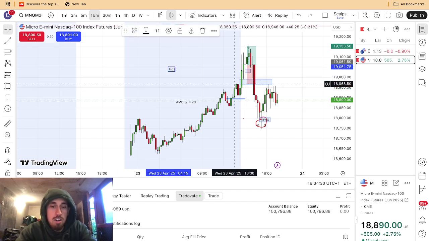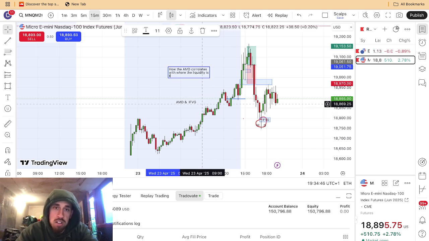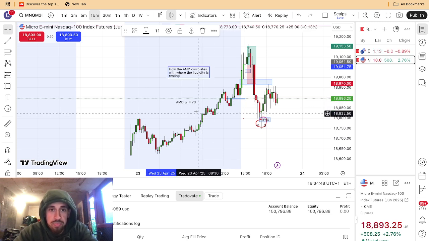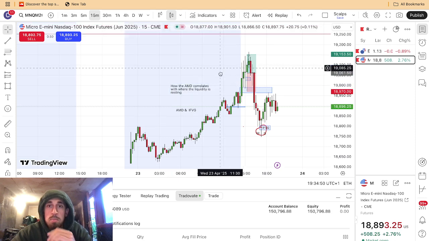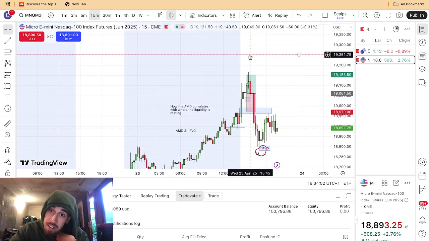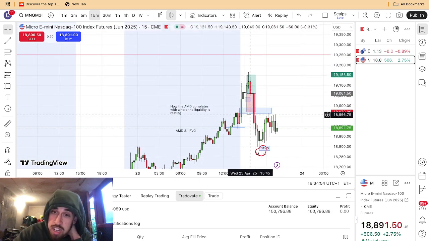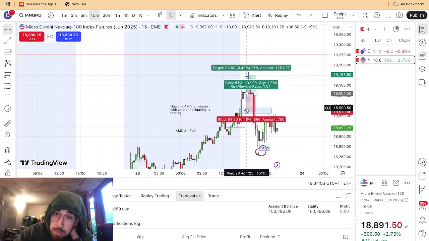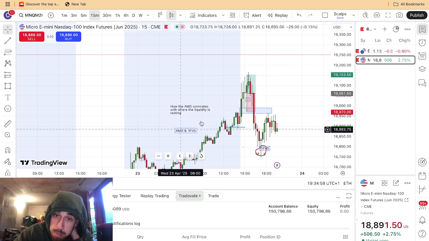Think of how the AMD correlates with where the liquidity is resting. For example, there's an area of liquidity that's our target. There's an area of liquidity that I felt was an M.